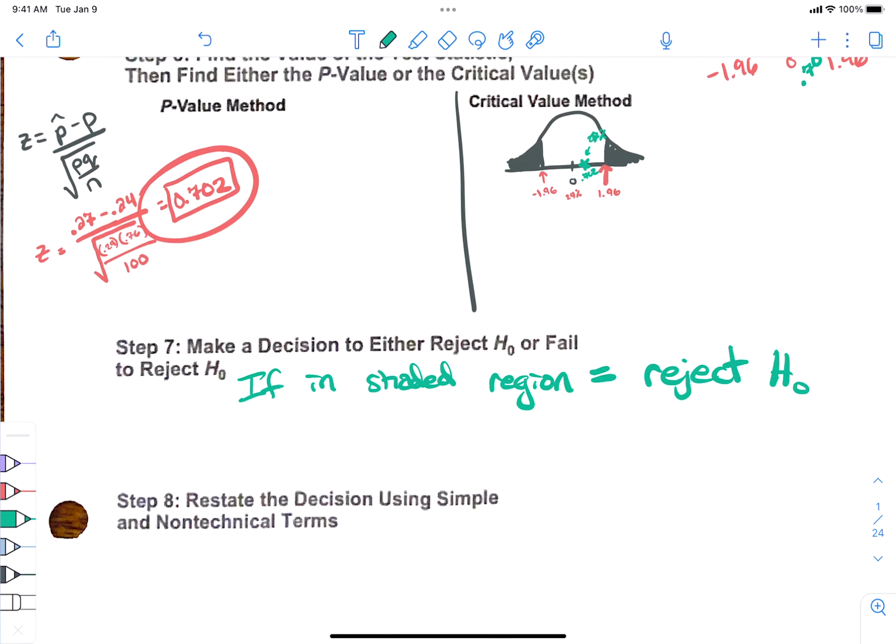So let's talk about what the null hypothesis is. We said from up above, I'm going to rewrite it, that our H naught was that P was equal to 0.24, and our alternative hypothesis was that P was not equal to 0.24, right? Okay, so if it's in the shaded region, we reject the null hypothesis. So if we would get a number over here, we would say, nope, you're wrong. It's not equal to 0.24. But hold on, don't write that, because we didn't get it in the shaded region, right? If it's in the shaded region, we say you're wrong. It's not equal to 0.24.